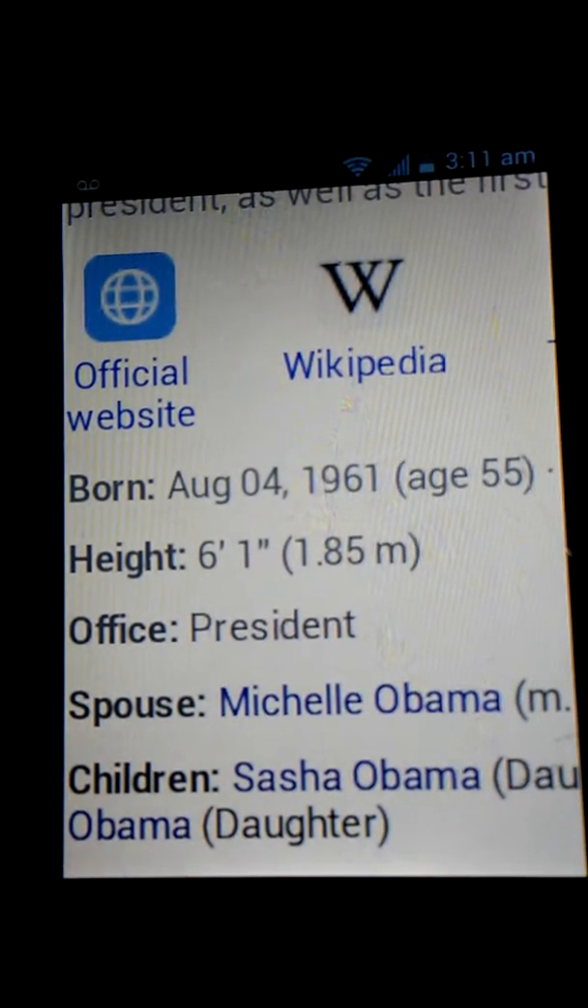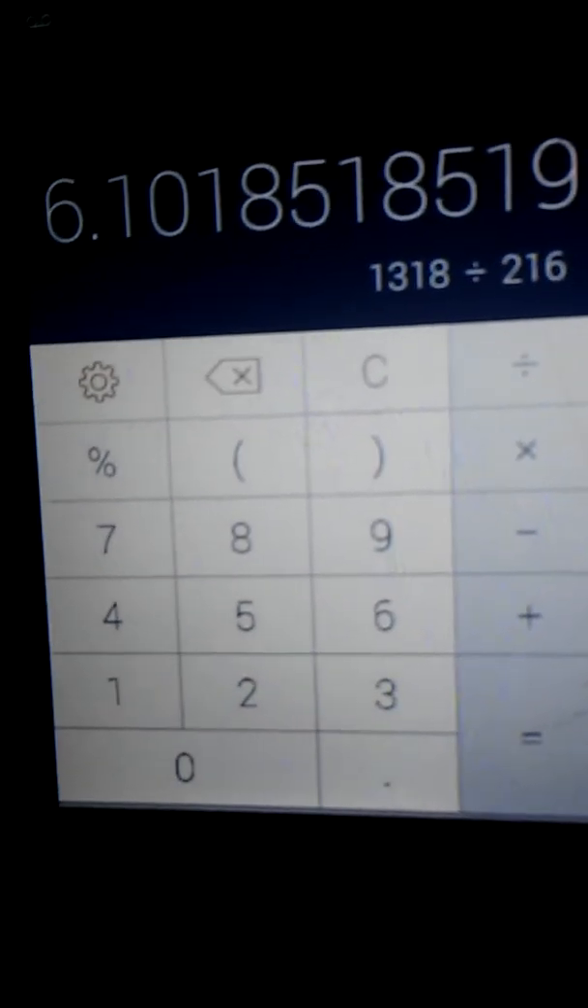1.85 meters. Making 13:18, Revelation 13:18 divided by the day you was born. Don't you see it in the calculation? 185. I didn't have to do anything with that.